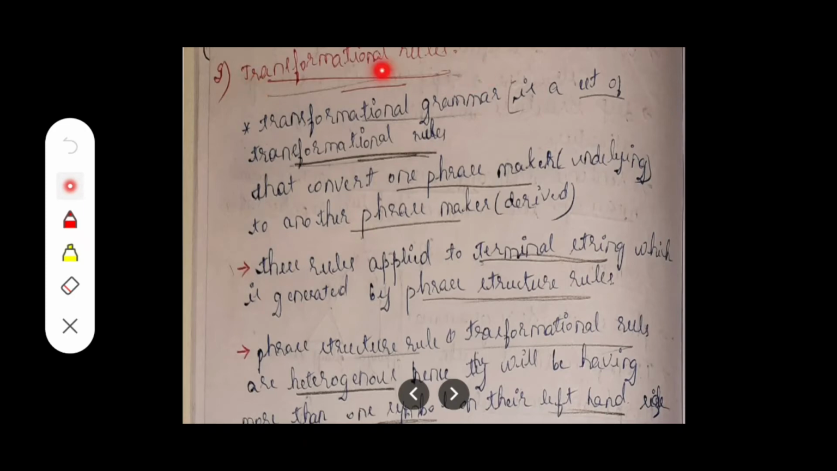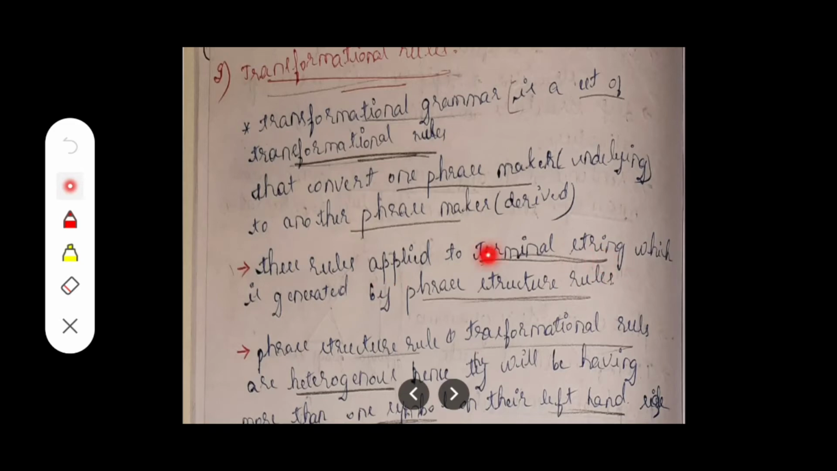The name itself indicates it's a transformation from one set to another set, or from one form to another form. It is going to transform things. And these rules apply to the terminal string which is generated by the phrase structure rules. We are applying these transformational rules to the output of the phrase structure rules, the terminal string that is obtained from the previous structure.